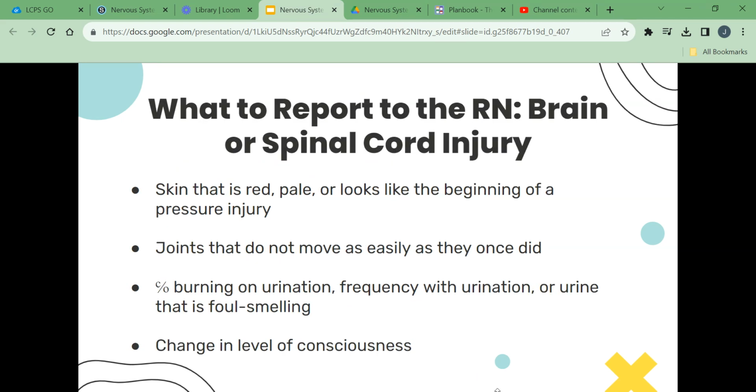Here are some things to report to the RN regarding brain or spinal cord injury. Skin that is pale, red, or looks like the beginning of a pressure injury, joints that do not move as easily as they once did, complaints of burning on urination, frequency with urination, or urine that is foul smelling, and any change in level of patient consciousness.